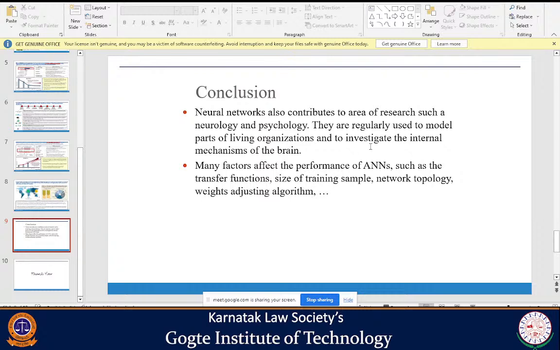This is the main thing you are going to study in artificial neural networks. In my point of view, if you study this ANN, it is very useful for a career in the present industry, and people in every industry are going to use artificial neural networks.